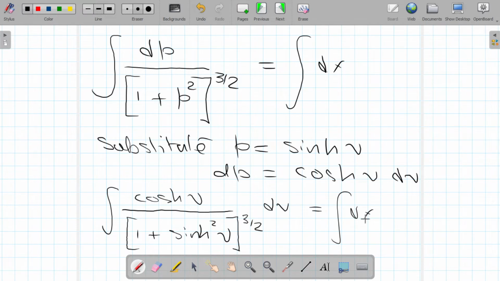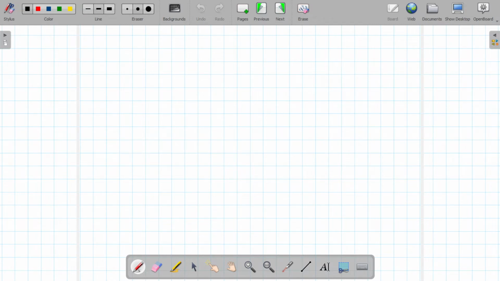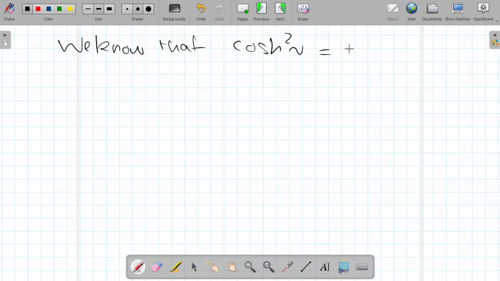So how does this help us? Well, the reason why I've chosen the hyperbolic sine of v as a substitution for p is because you may recognise that 1 plus sinh squared v is actually equal to cosh squared v. So we know that cosh squared v is equal to 1 plus sinh squared v.